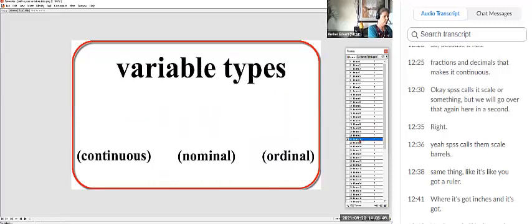And then the variable types, right? Here's the big 3. You will be using a lot of continuous variables, I guarantee. You're going to be using a lot of nominal variables, I guarantee, right? Your nominal variables normally are a lot of your demographic variables, right? Ethnicity, gender, what program you're in.